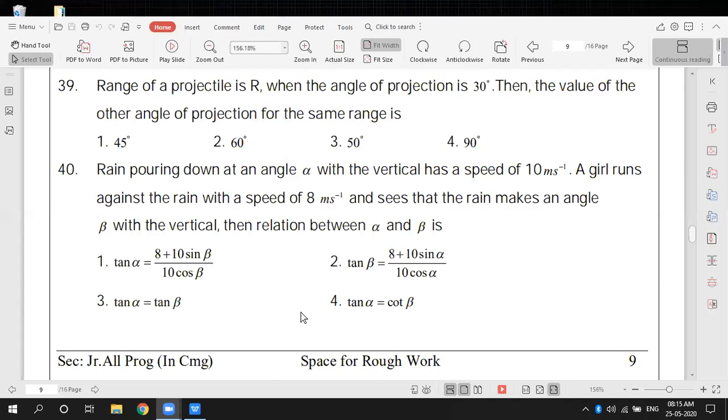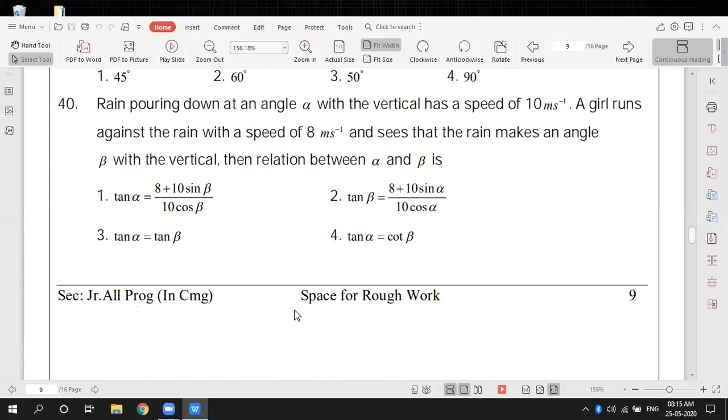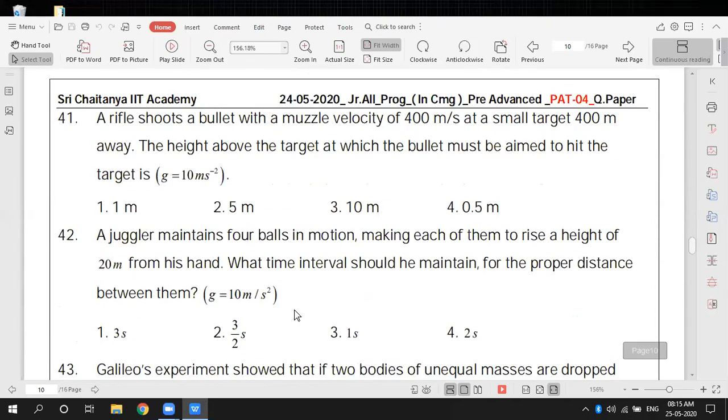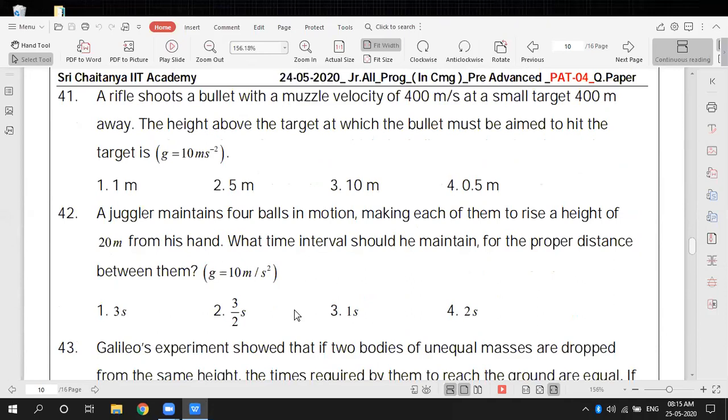That problem is over. You see 41, 42, 43. You see 40, 41 and 42. Okay. You see the problem 41.